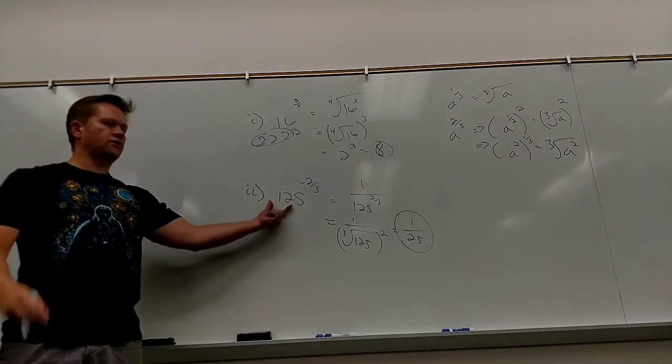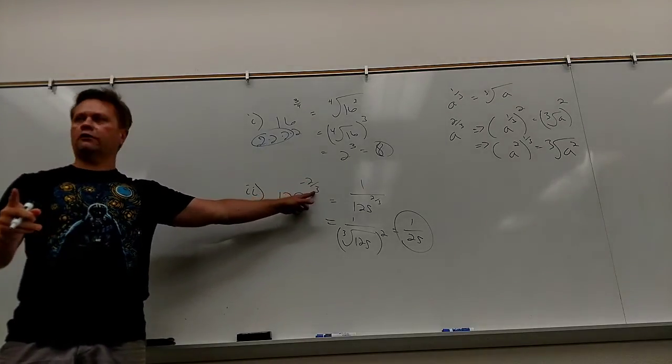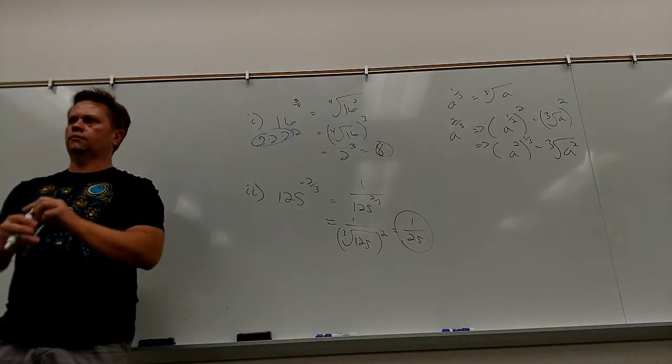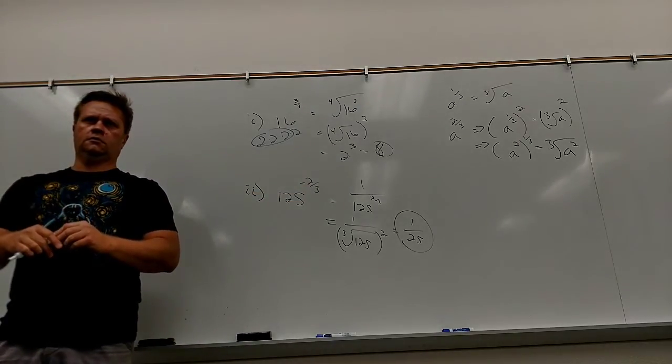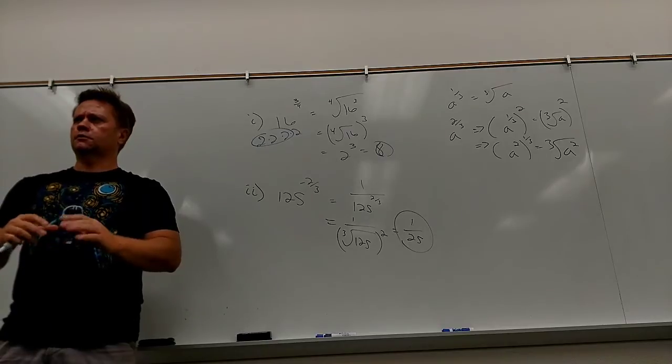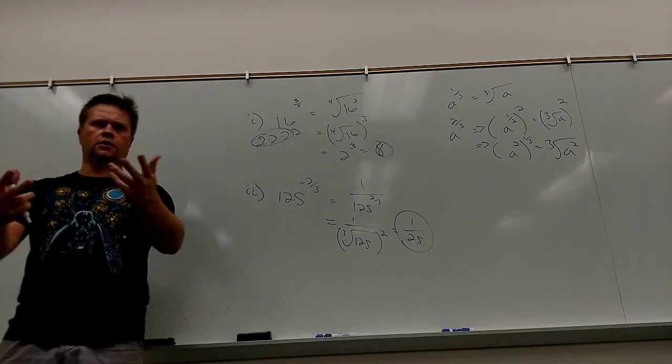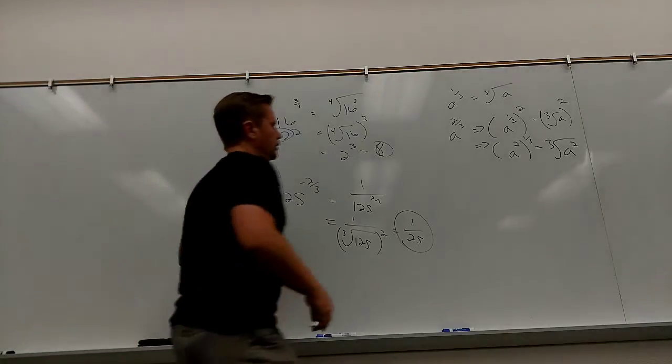All right, so 125 is 5 times 5 times 5. I want 2 of those 3 5's. 5 times 5 is 25. The negative makes a flip, so it's 1 over 25. Bam. Are you guys semi with me here? Okay? I like it.